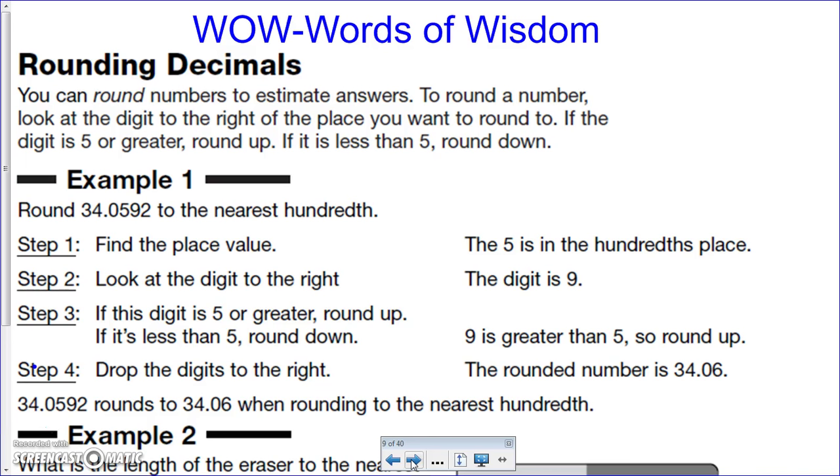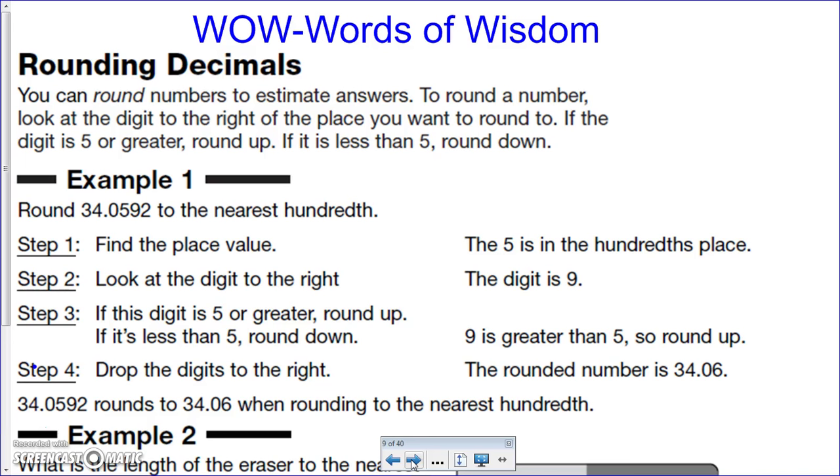Example 1. Round 34 and 592 ten-thousandths to the nearest hundredth. Step 1. Find the place value. So the 5 is in the hundredths place. Step 2. Look at the digit to the right. The digit is 9. Step 3.